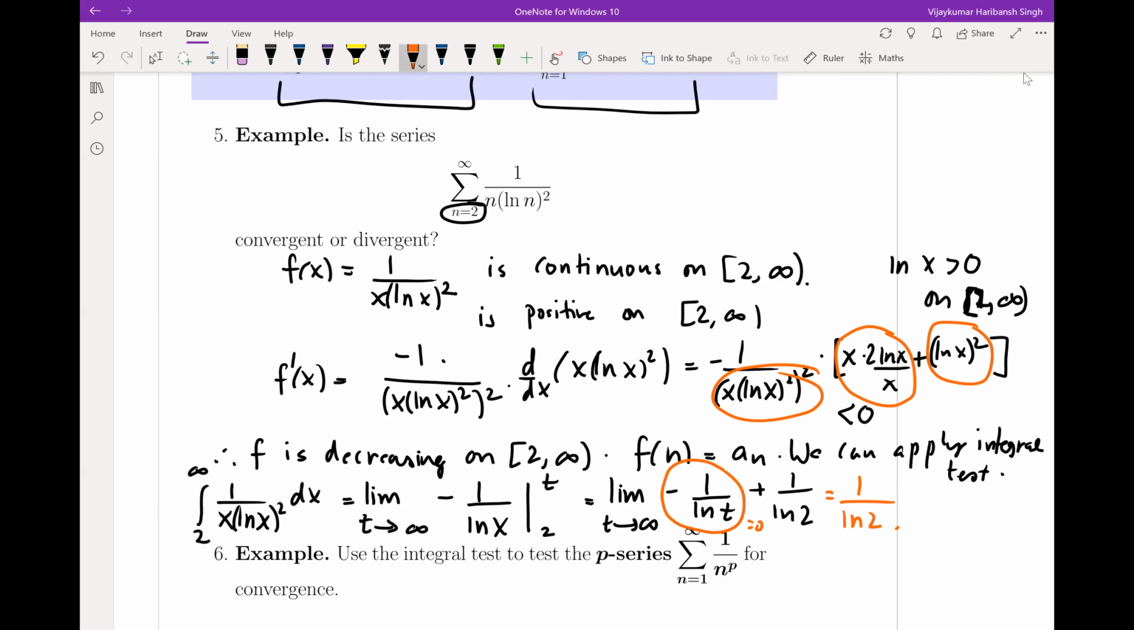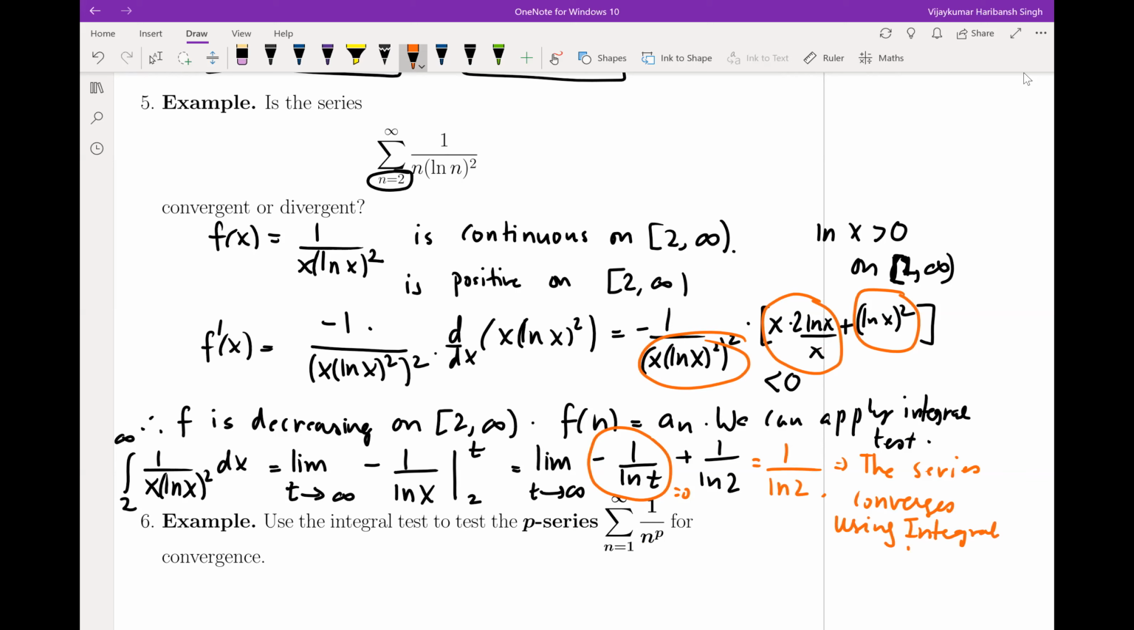So what is the upshot of this? The upshot is, this implies the series converges. And what test are we using here? We are using the integral test.